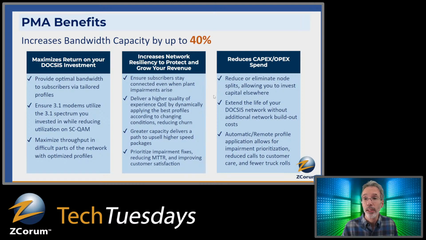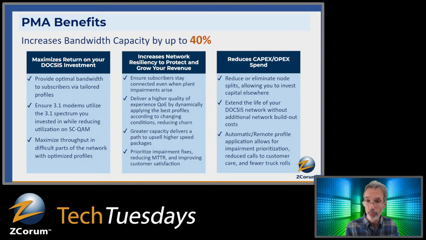Automatic remote profile application allows for impairment prioritization, reduced calls to customer care, fewer truck rolls. So again, that's the resiliency, as PMA continually is making these adjustments to the profiles. Then customers who normally would have dropped down can be put on a different profile that will get them up higher again. Or you can get around those. If some noise pops up, you can get around that. It's all done dynamically in the background. And again, that's going to reduce calls to your call center. So that's a good thing.